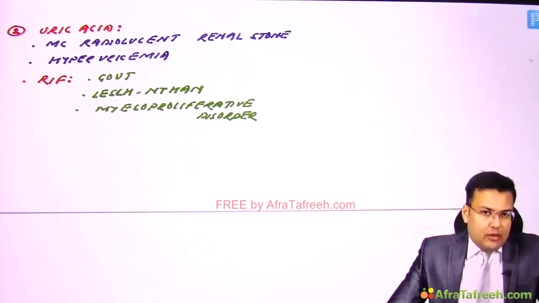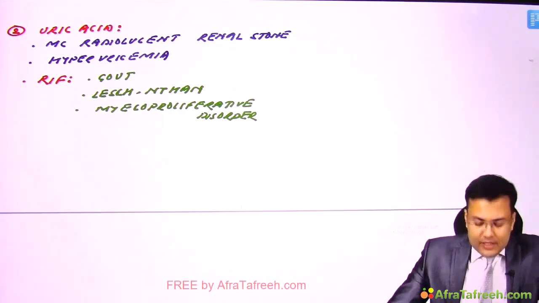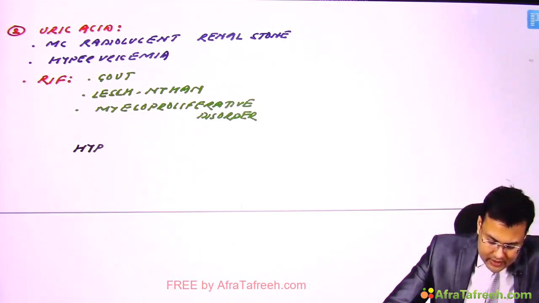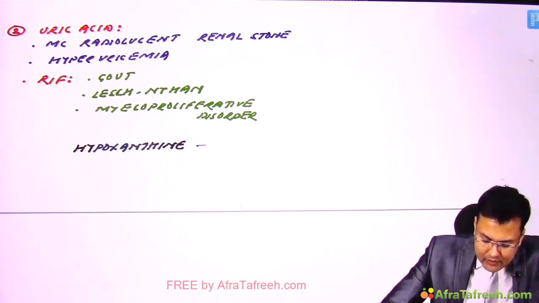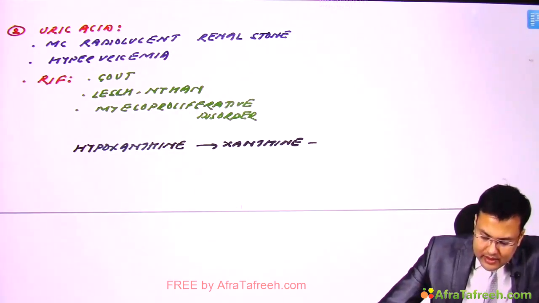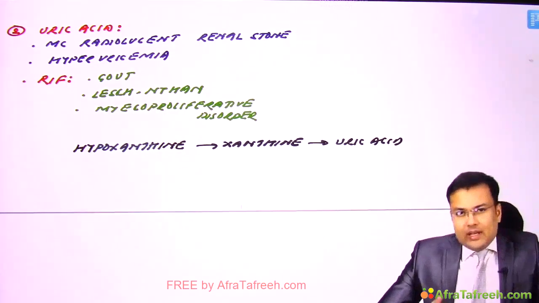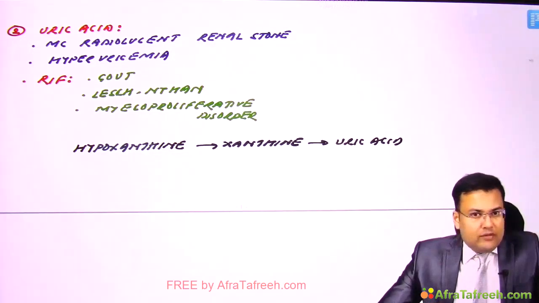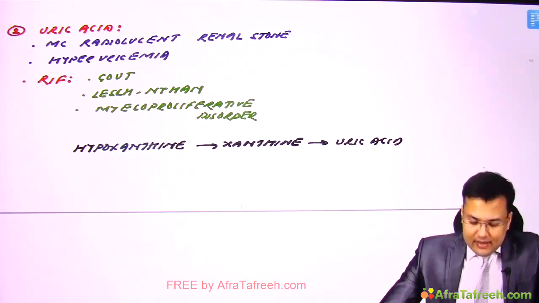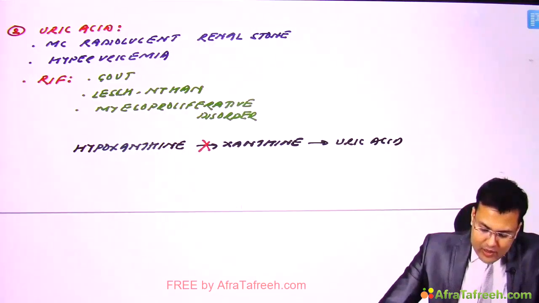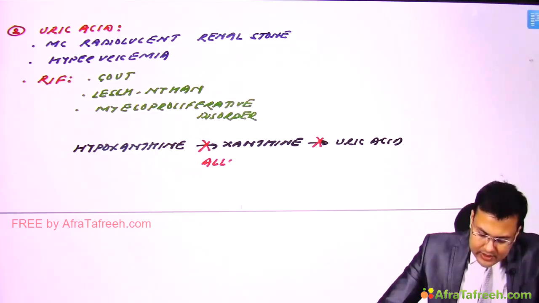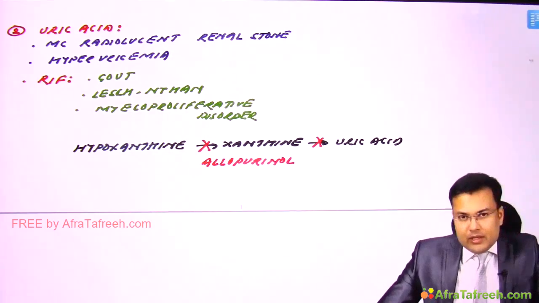Now what is the problem in this uric acid stone? See how this uric acid is formed. Initially there is hypoxanthine. This hypoxanthine is converted into xanthine, right? And this xanthine is converted into uric acid. Simple. You must be knowing that there is a drug which is going to block both of these steps. The name of that drug is allopurinol. Clear? So now you understood that we can use allopurinol in this particular stone.